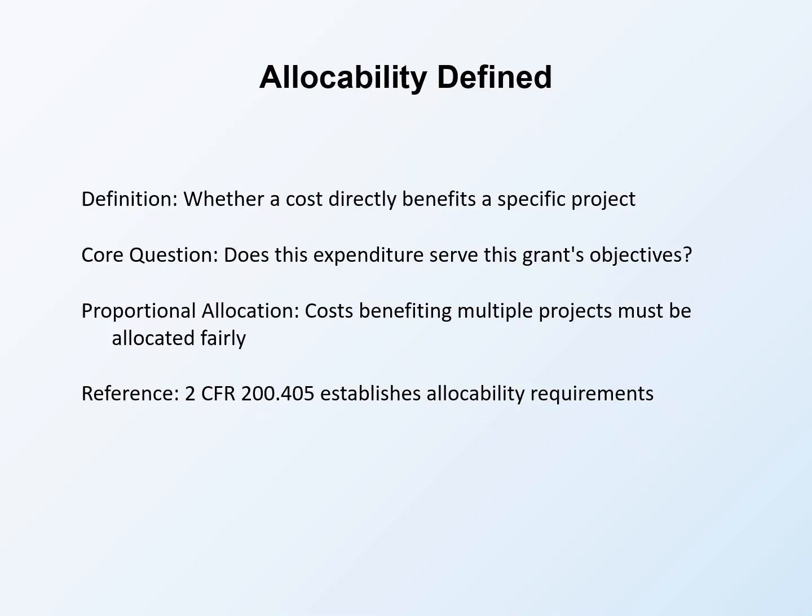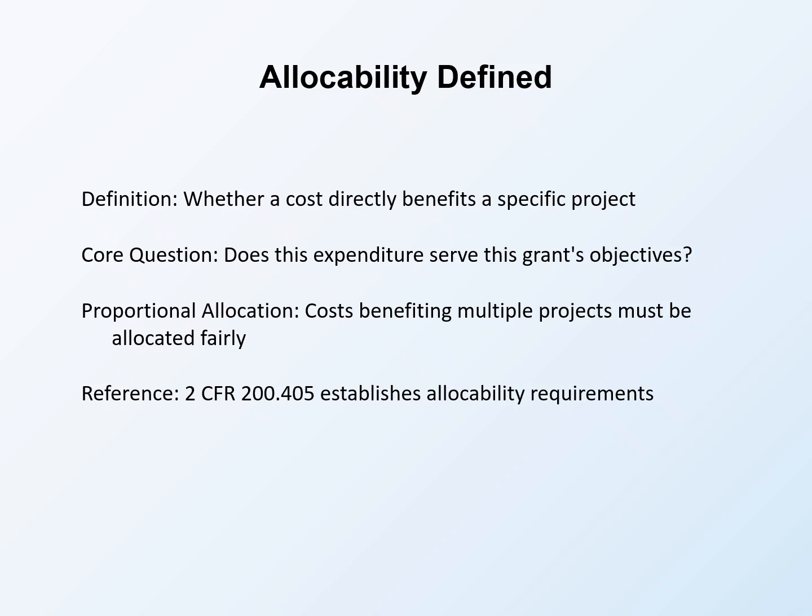In simpler terms, does this expenditure directly serve this grant's objectives? The core question for allocability is straightforward. Does this cost benefit this specific project? If you purchase supplies that will be used entirely for grant activities, those supplies are fully allocable to the grant. If you purchase supplies that will be used half for the grant and half for other activities, only half the cost is allocable to the grant.